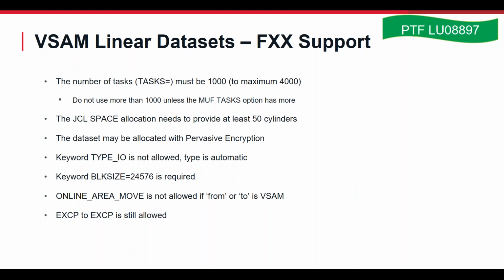Okay. This is Ken. Again, I'm going to talk about this FXX support. This list of bullets gives you the type of requirements. We want to set tasks to 1,000 for MUF tasks. We want at least 50 cylinders of space to do this, and it must also be allocated as PE. And there's a keyword when you init the FXX: type IO is not allowed.